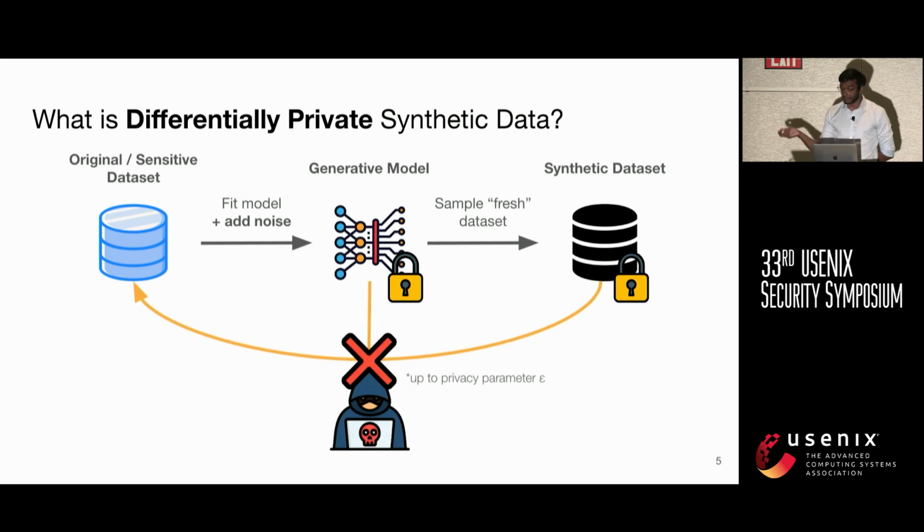What we are ultimately saying at the end of the day is that an adversary with access to either the generative model or the synthetic data set or both of them will not be able to infer sensitive information about the original data set, up to this privacy parameter epsilon. This epsilon is something like the security parameter that appears in crypto, like 128-bit security. But in this case, it's for privacy, and the lower the privacy parameter, the more privacy you have. So that's an inverse relationship with privacy.